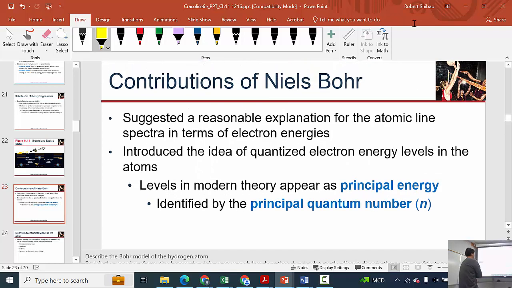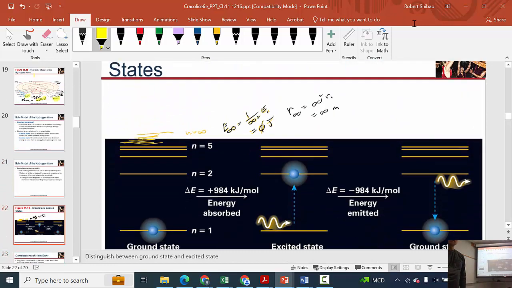And so these are the contributions of Niels Bohr. Suggested reasonable, well, it turned out it was wrong. So I don't know how reasonable that is. But this is reasonable here. This is good. Introduce the idea of quantized electron energy levels in the atom. This is correct. And it's still correct. Levels in modern quantum theory appear as principal energy levels identified by n. And so we still have n equals 1, n equals 2, n equals 3. And this equation is still correct. This equation survived.